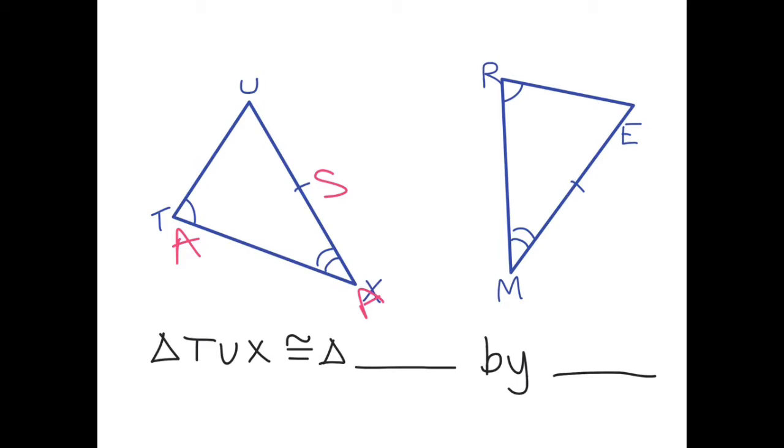So the T matches with R. Like we said, the U is going to match with the E because they're the ones that aren't marked. So U matches with the E and X matches with the M, and they are congruent by angle, angle, side.